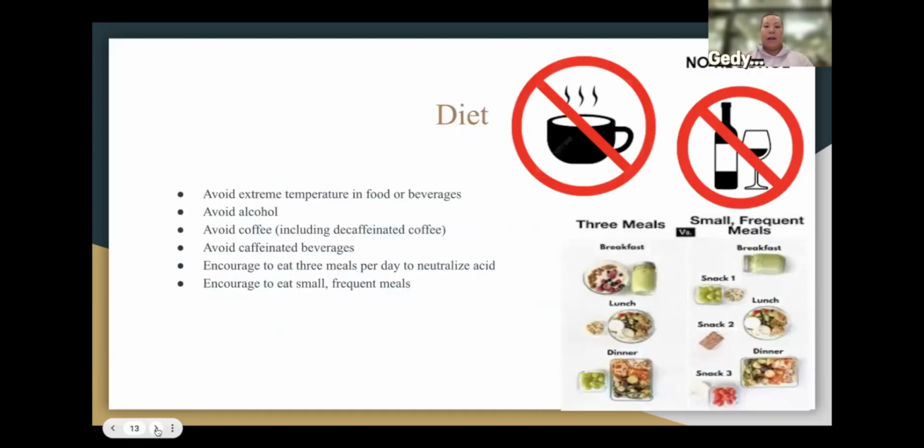For diet, patients want to avoid extreme temperatures in food and beverages, avoid alcohol, avoid coffee, including decaffeinated coffees, avoid caffeinated beverages, and encourage the patient to eat 3 times a day in small quantities to neutralize the acid.